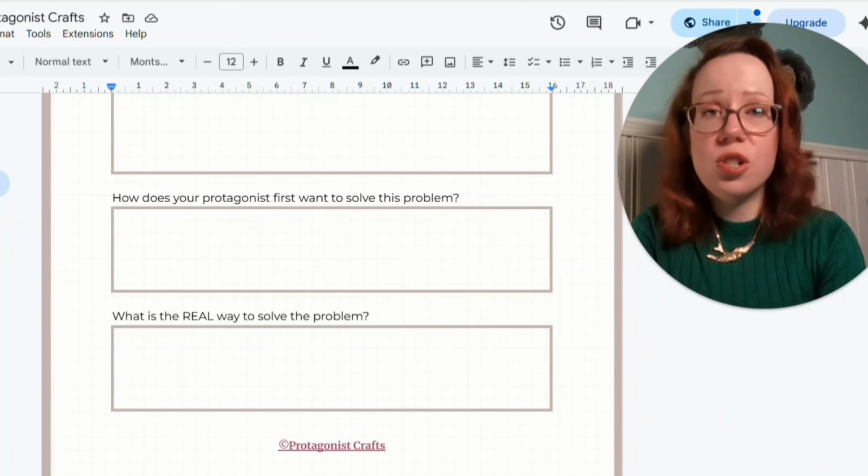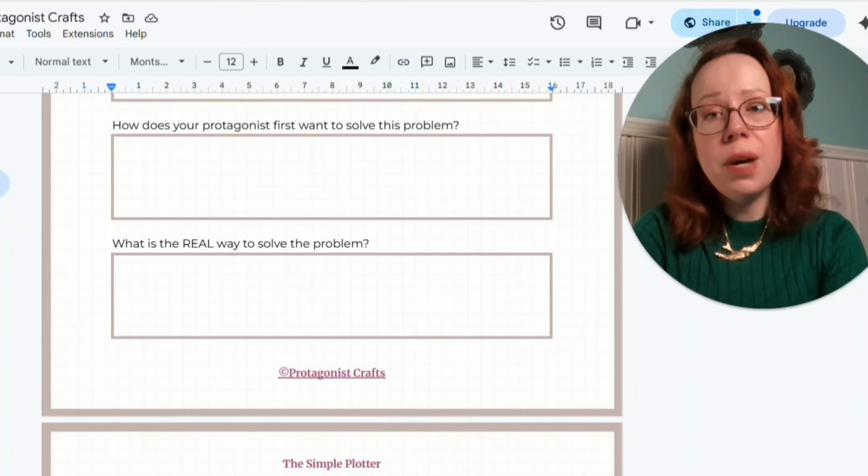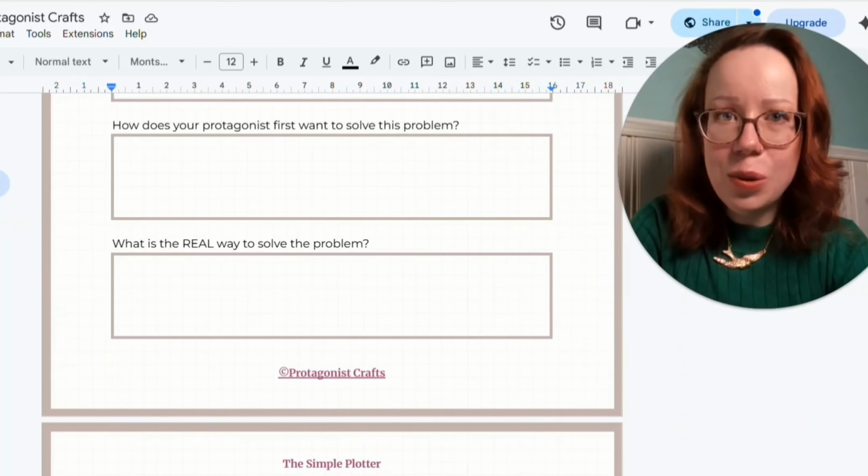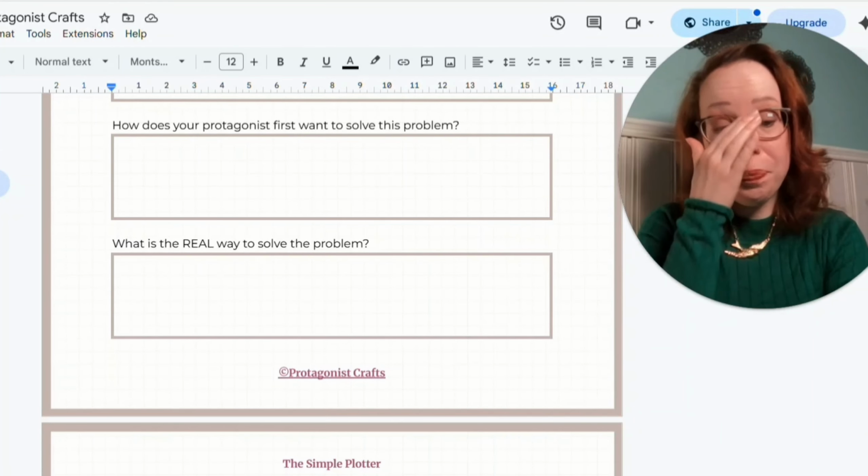How do they want to first solve the problem? Then, what is the real way to solve the problem?